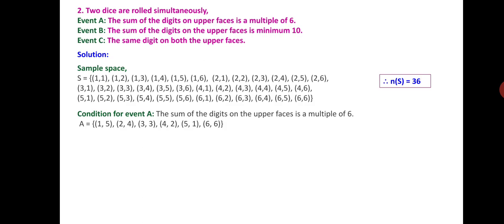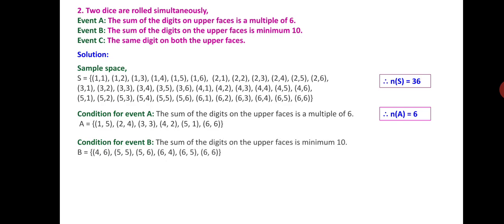So those upper faces after rolling are: A is equal to (1, 5), that is 1 plus 5 is 6, then (2, 4), 2 plus 4 is 6, (3, 3), 3 plus 3 is 6, (4, 2), 4 plus 2 is 6, (5, 1), 5 plus 1 is 6, and (6, 6), that is 12. The sum is a multiple of 6. You are getting such event A here. Therefore, n of A will be equal to 6.